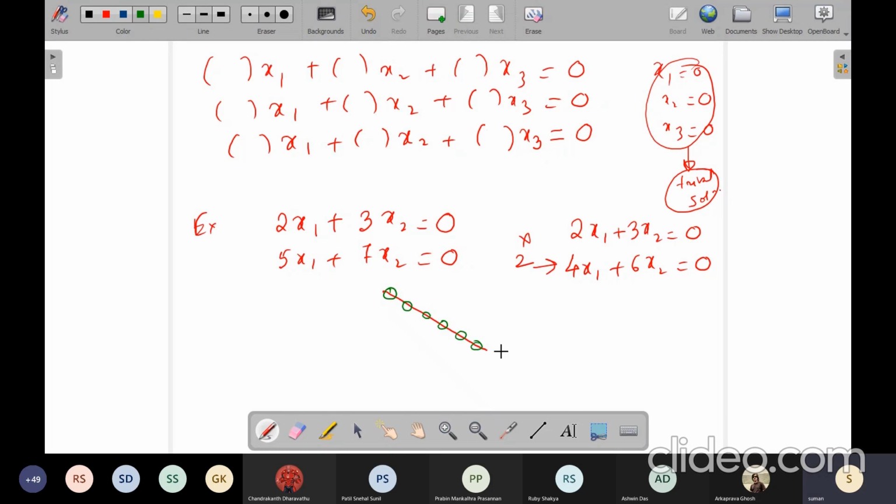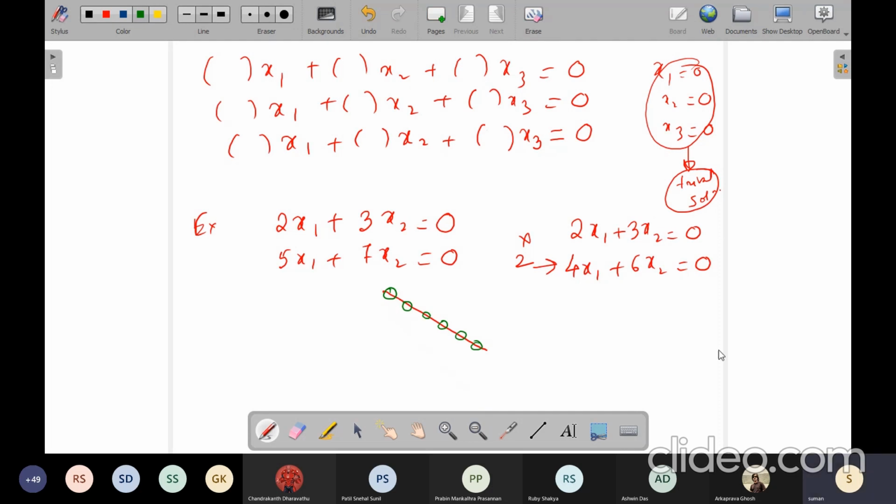Right? 2x1 plus 3x2 equal to 0. The second equation is also 2x1 plus 3x2 equal to 0. We have just written it with a scalar multiplier. And therefore, any point on this line is a solution. So we have an infinite number of solutions. But the good thing is that all these infinite solutions are non-trivial solutions except 0, 0.